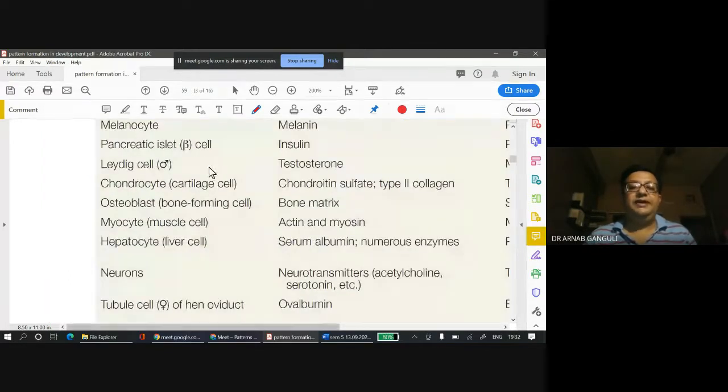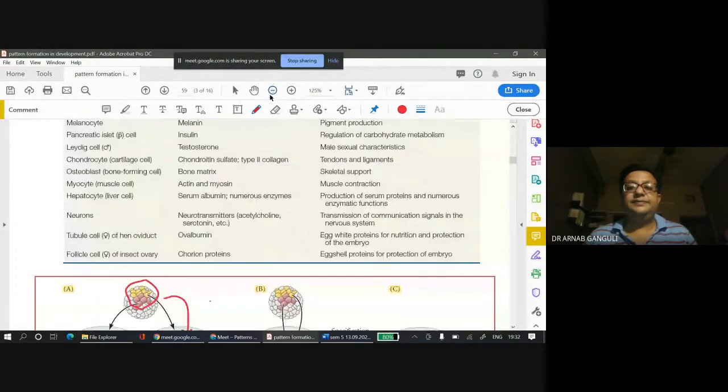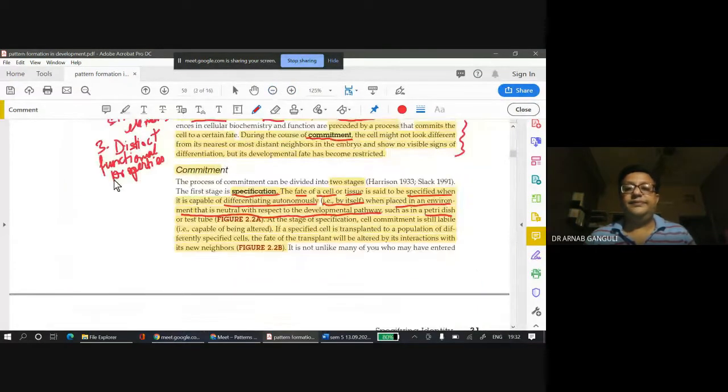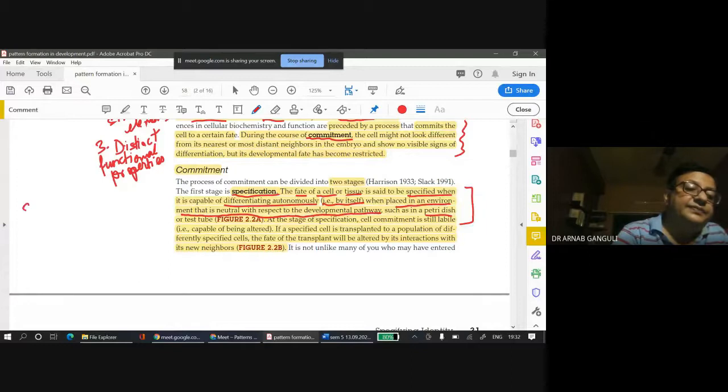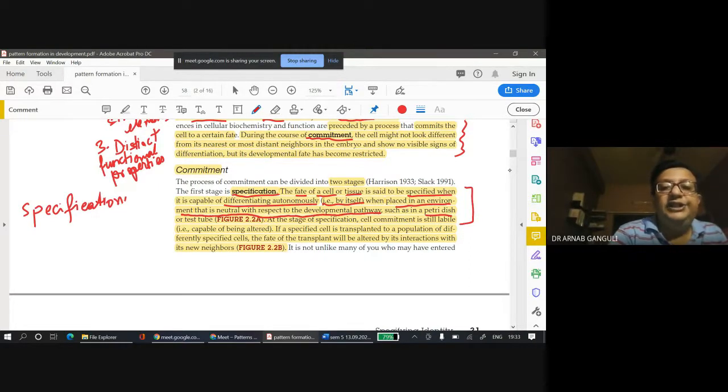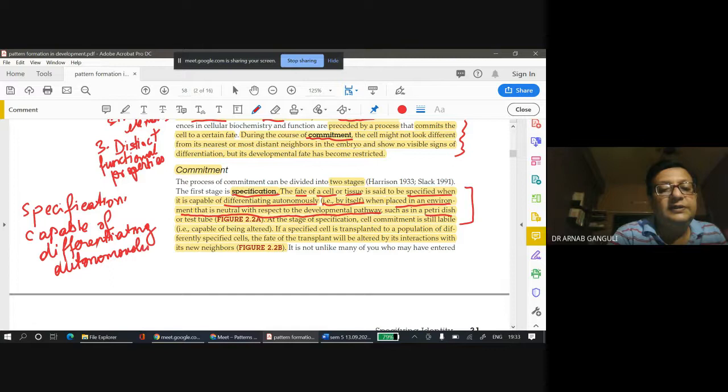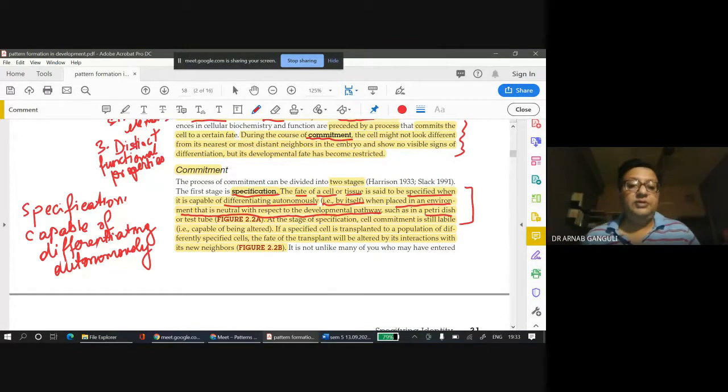This is what you mean by specification. First step, specification. That is capable of differentiating autonomously. Capable of differentiating autonomously.